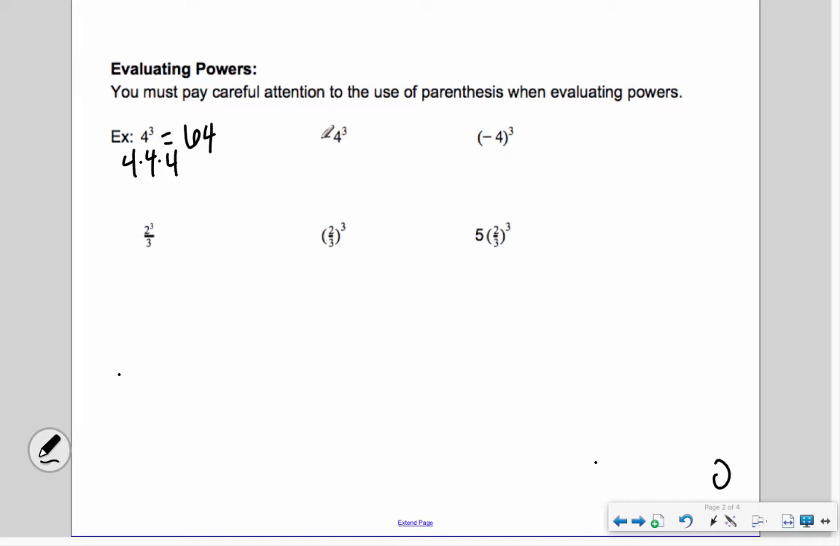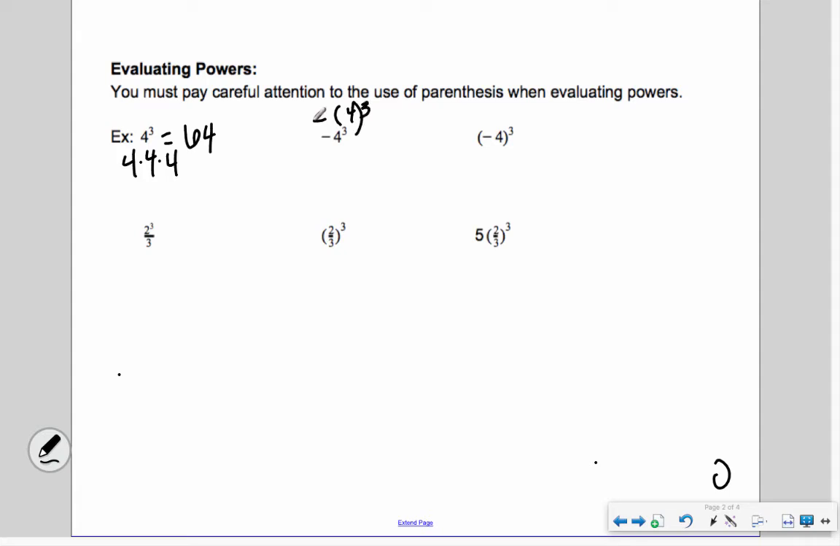Now let's take a look at -4 to the third power. Now, this negative sign does not apply to the exponent. What I mean by that is the only thing that is being raised to the third power is the 4. So this would be the same as if I wrote it like this.